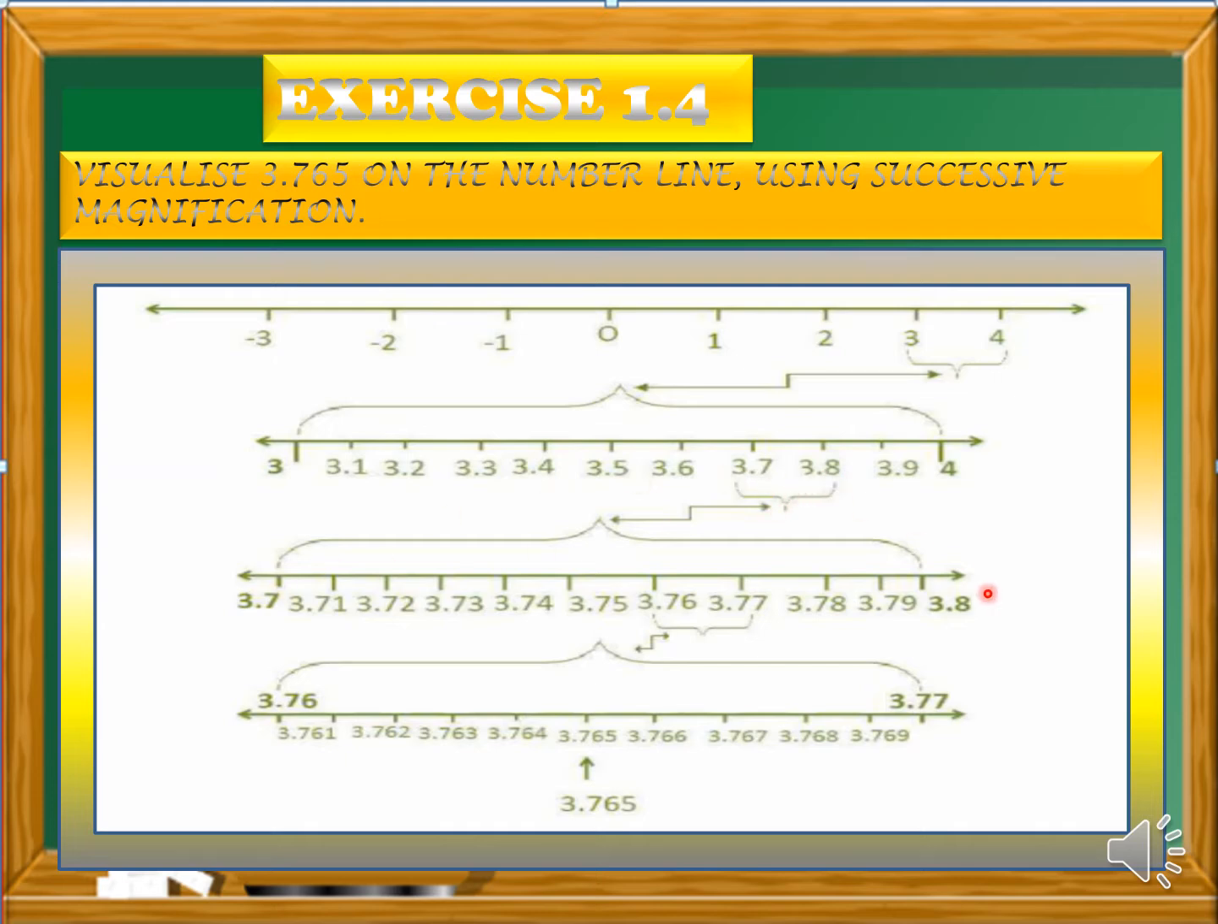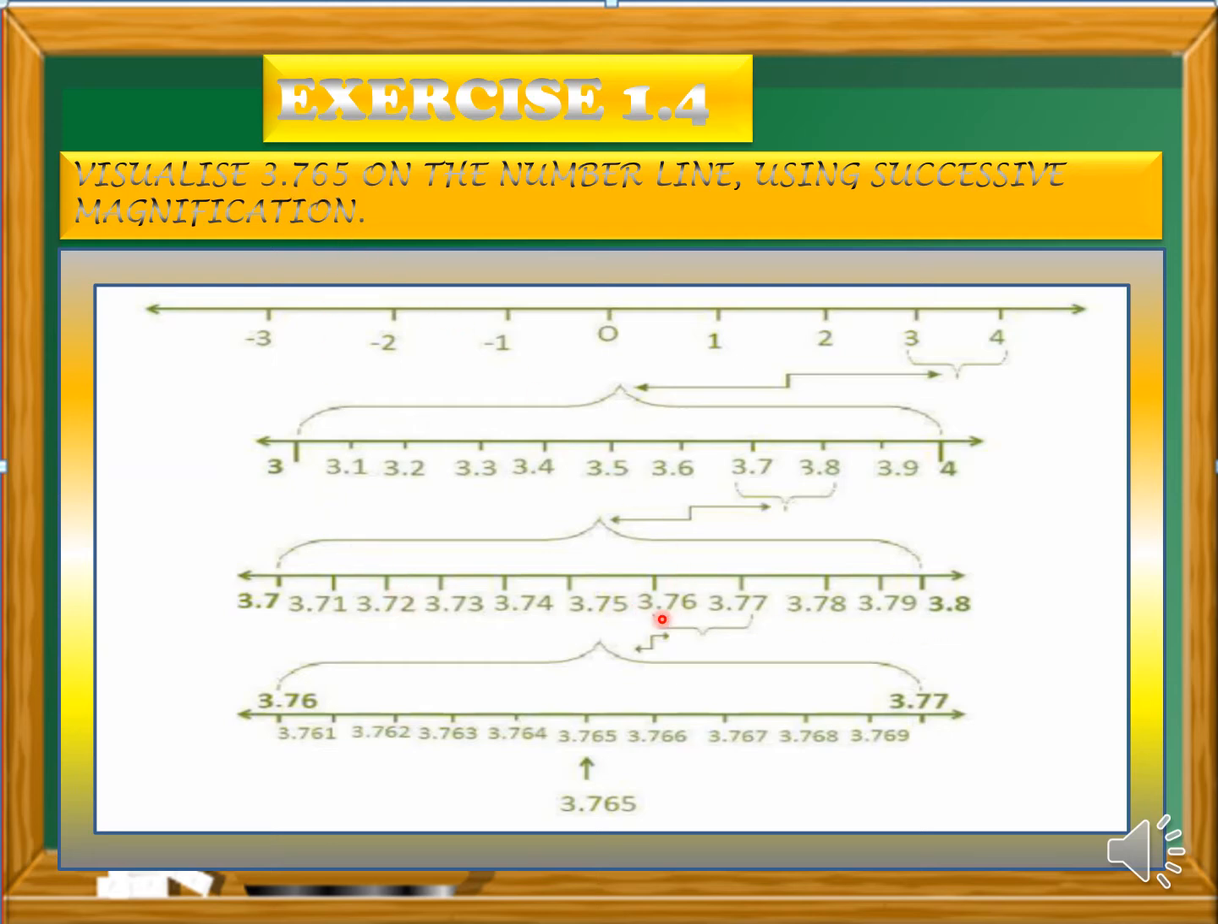When we further split them, we can see another 9 subdivisions between them, that is 3.7 and 3.8. Between them 3.71, 3.72 till 3.79. So they have said to represent 3.76.